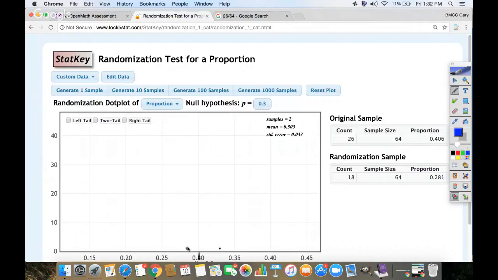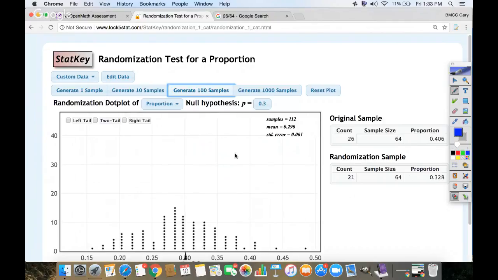There's the 21 out of 64, here's the 18 out of 64. I can generate 10 at a time. And I can see this one right here was another 21 out of 64. And it's possible we could end up with 13 out of 64. And then again, we have 23 out of 64. We could do 100 at a time.